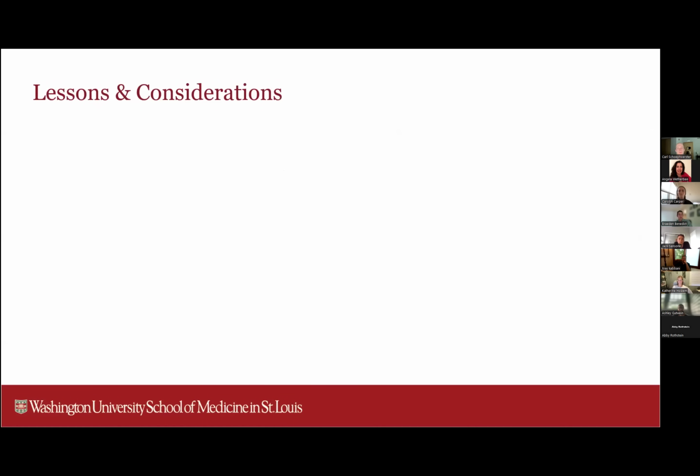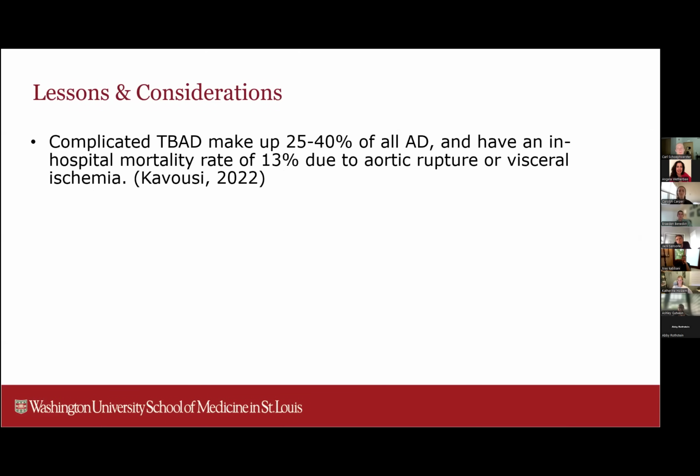So to go over some concluding points here: type B aortic dissections make up around a third of all aortic dissections and, while not as high of a mortality rate as type A, still have an in-hospital mortality rate of around 13%.